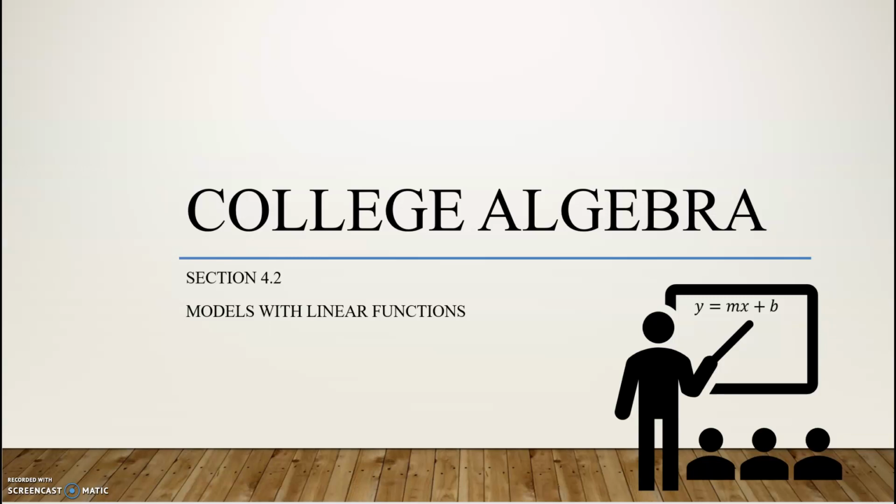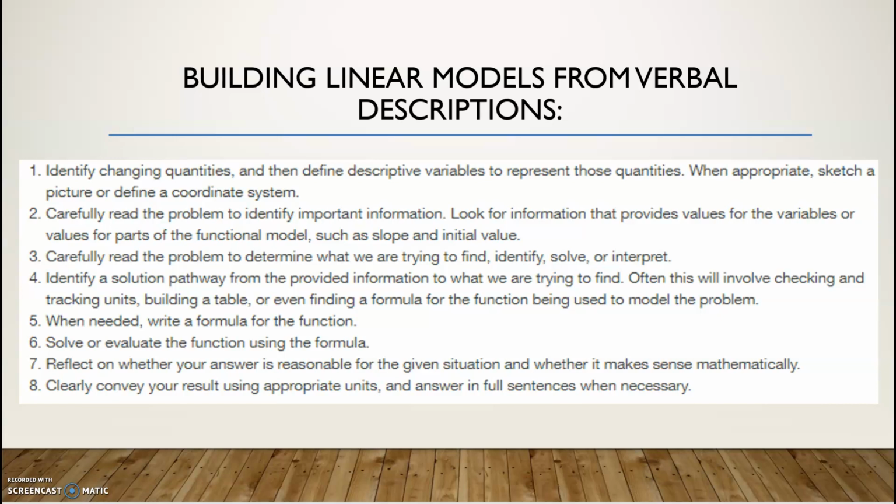All right, this is section 4.2. We're talking about models with linear functions. So how do we use linear models and how do we get them from verbal descriptions? Number one, identify changing quantities and then define descriptive variables to represent those quantities. When appropriate, sketch a picture or define a coordinate system.